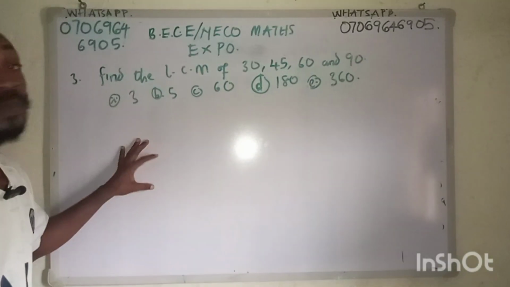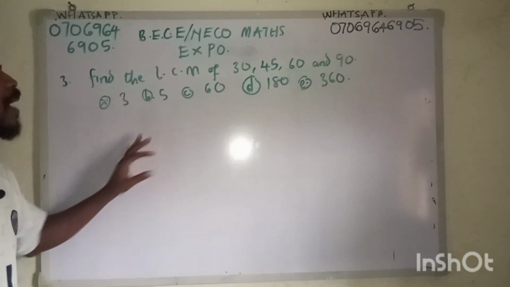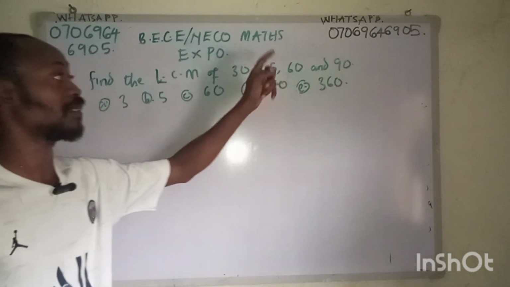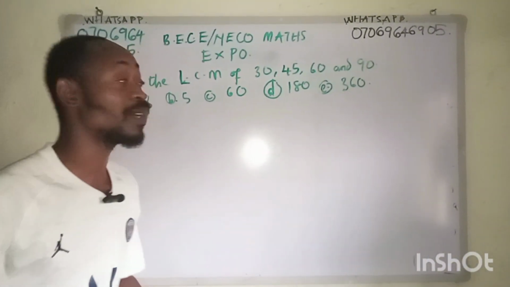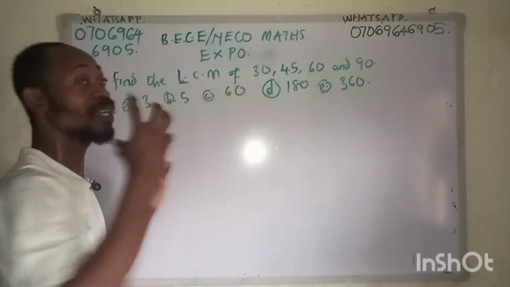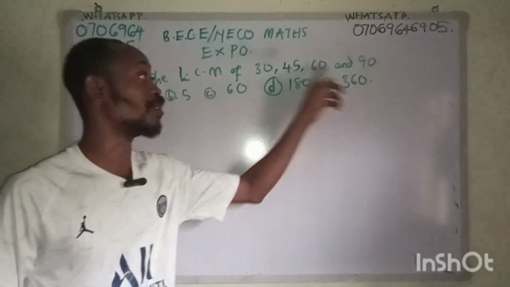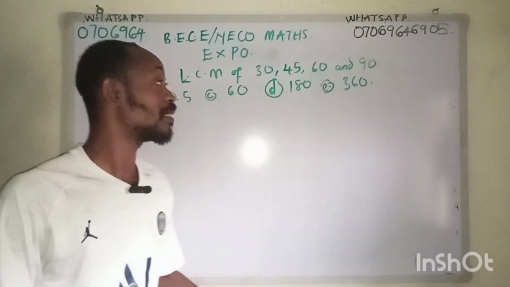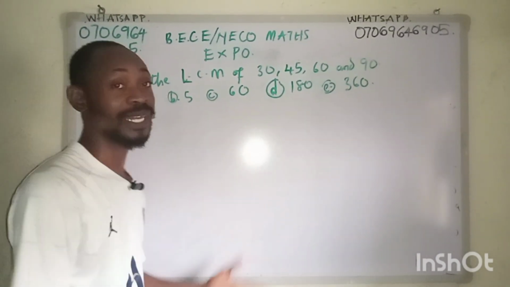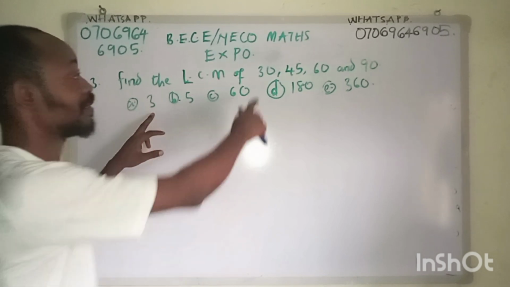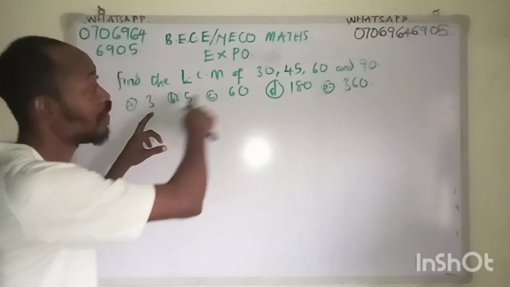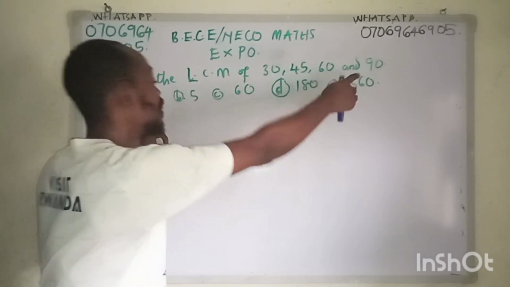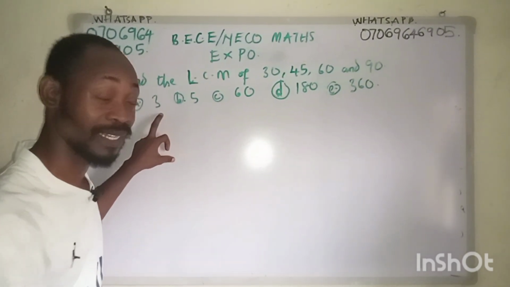Okay, so this is question 3. It says to find the LCM of 30, 45, 60, and 90. The concept of LCM is the number that is big enough that each one of these can go into it. They can divide into it completely without any remainder. That's the concept of LCM. And logically, if you look at the options, look at 3 here. 30 cannot go in 3. 45 cannot go in 3. 60 cannot go in 3. 90 cannot go in 3. So 3 has been disqualified as an answer.